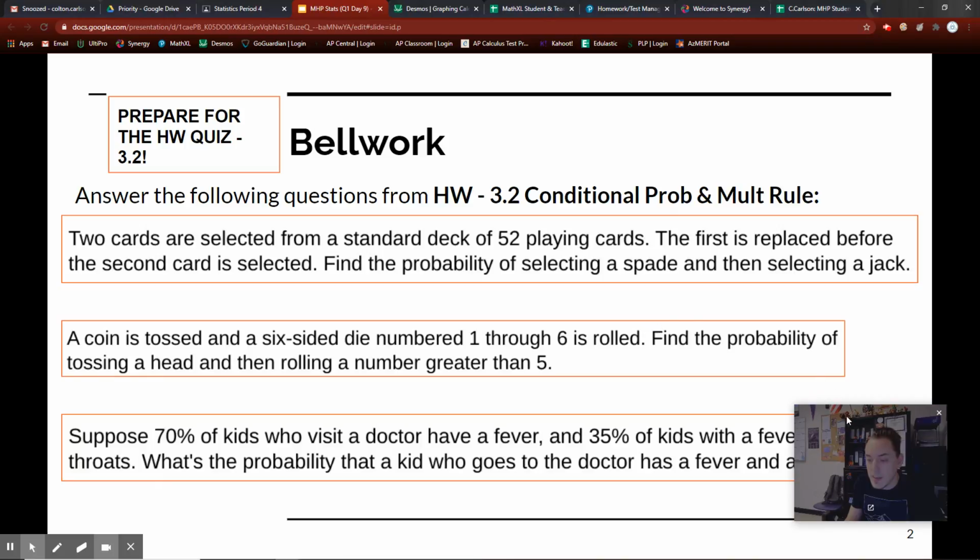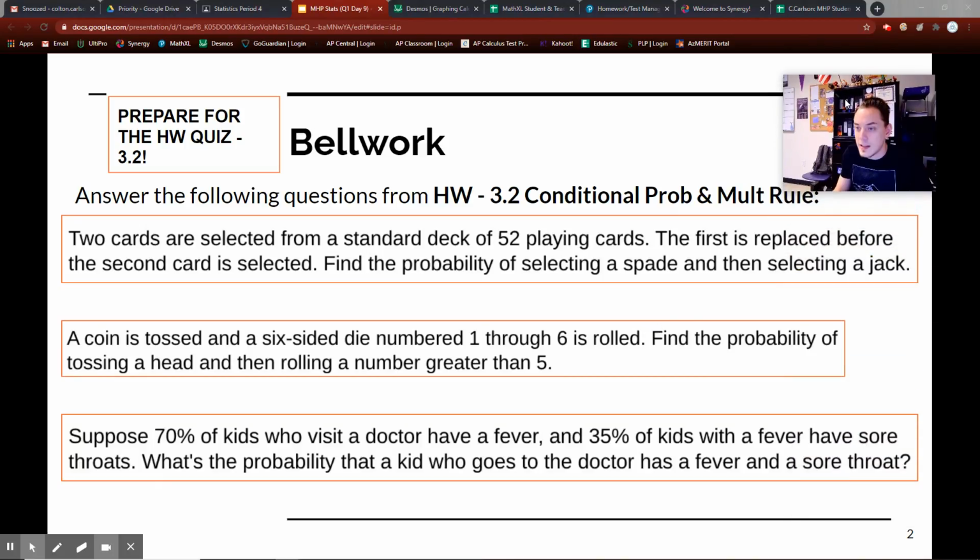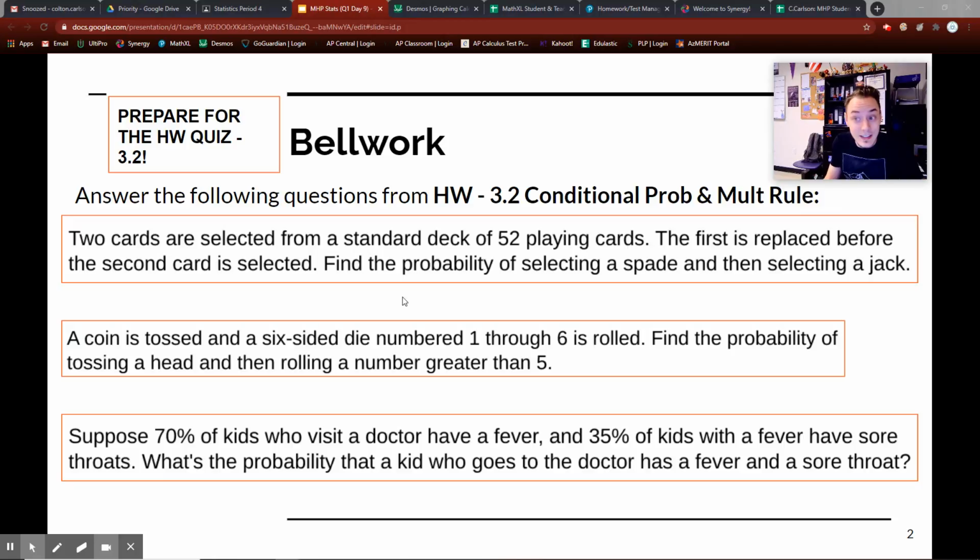So these are the three examples I have for you. You can write them down. They will more than likely be on your homework quiz, or at least very similar examples, okay? So write them down as much as possible, and we're going to get to it.